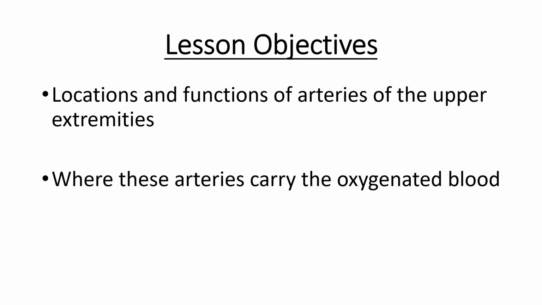Okay, this live lecture is talking about the arterial circulation of the upper and lower extremities. Lesson objectives: location and function of arteries. I'm sorry, I said artillery. That's military stuff. Arteries of the upper extremities, and where these arteries carry the oxygenated blood.